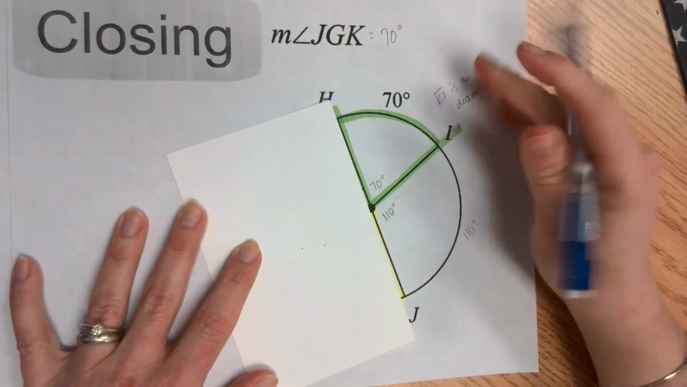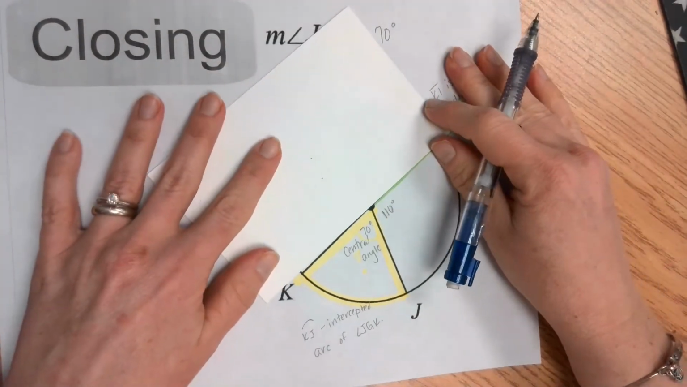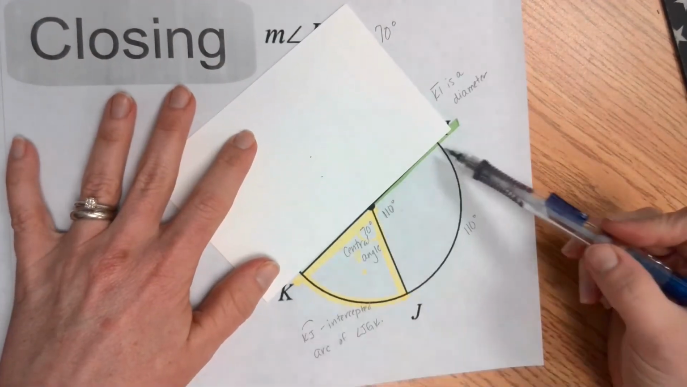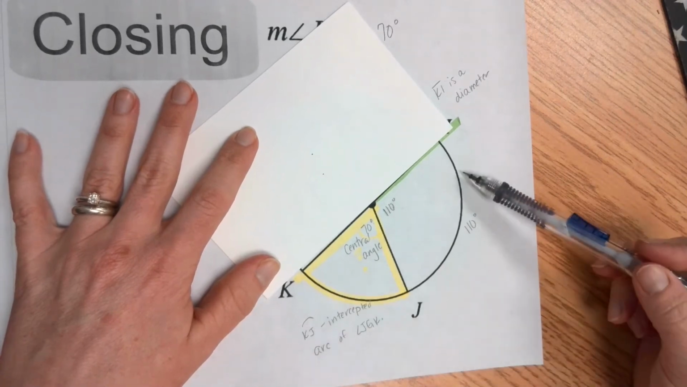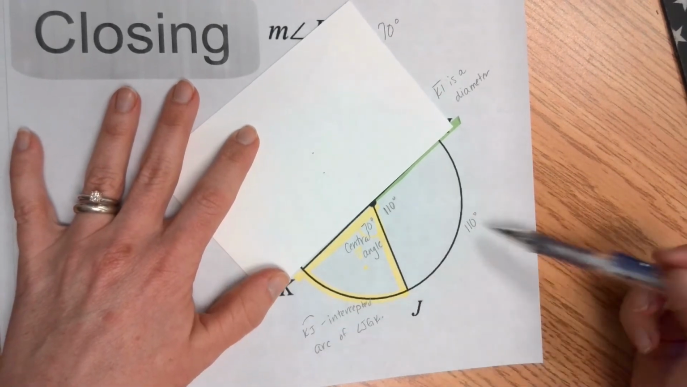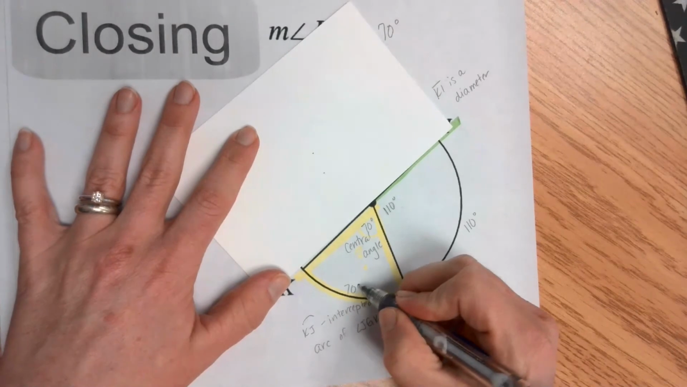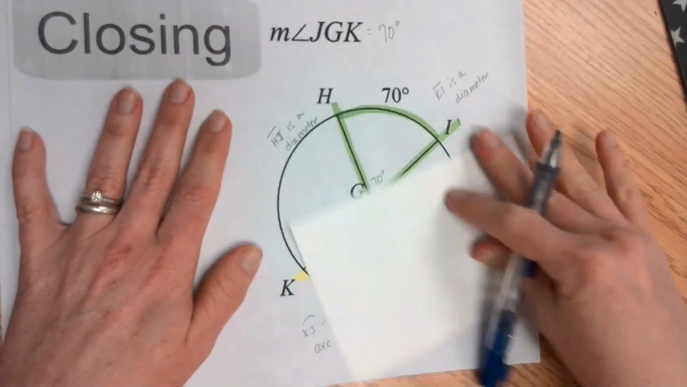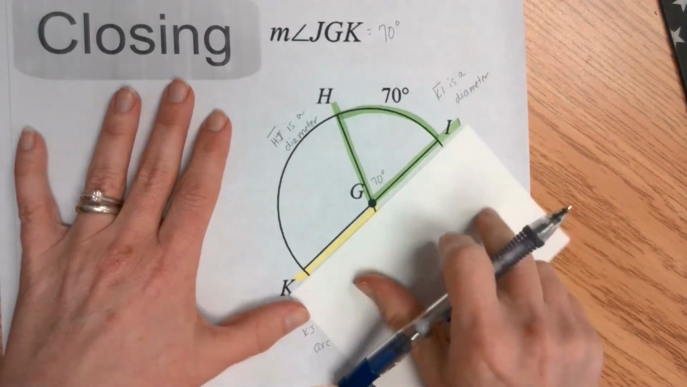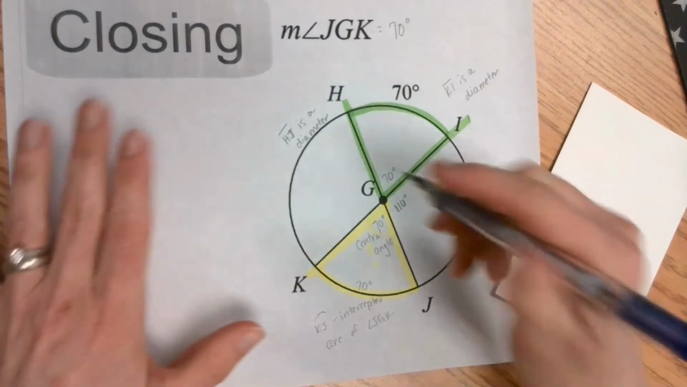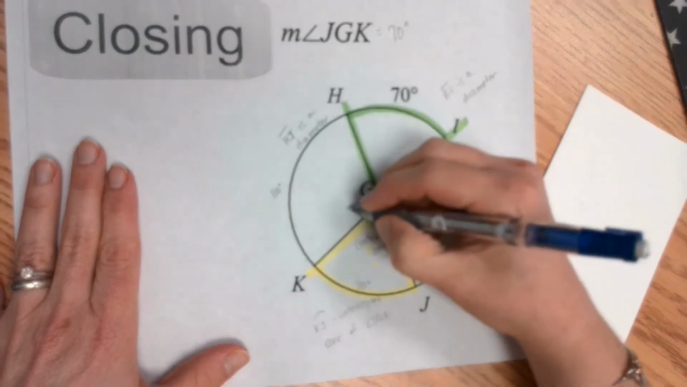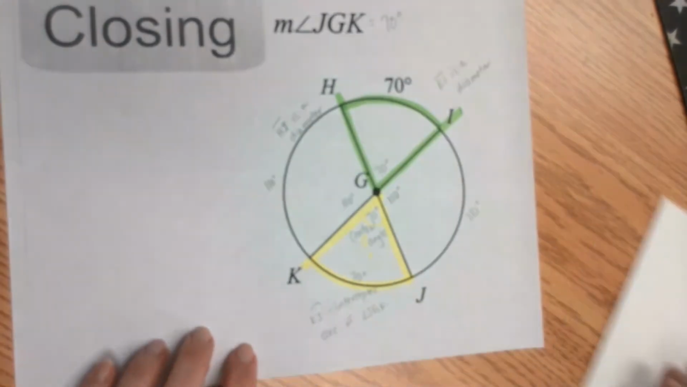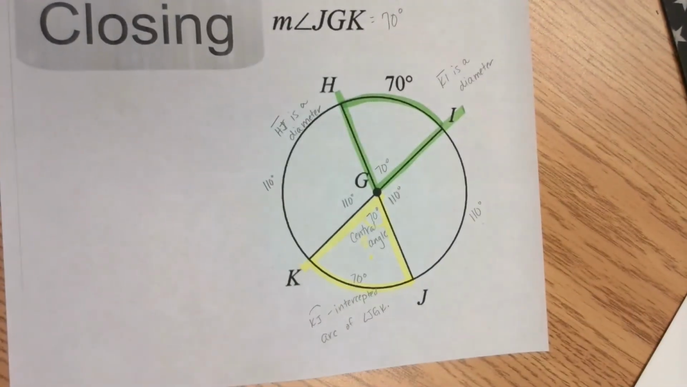We have a linear pair. This forms a diameter, so these two arcs are going to add up to 180 degrees. I got the 110, my arc is 70. And then I can do the same thing here, or even here, but these are also vertical angles, 110.